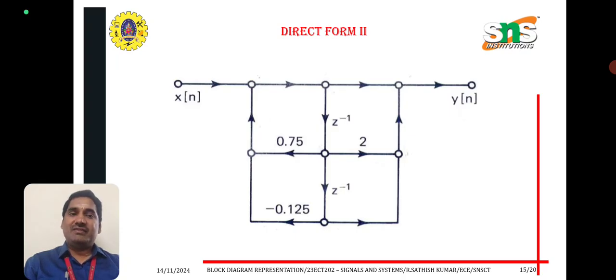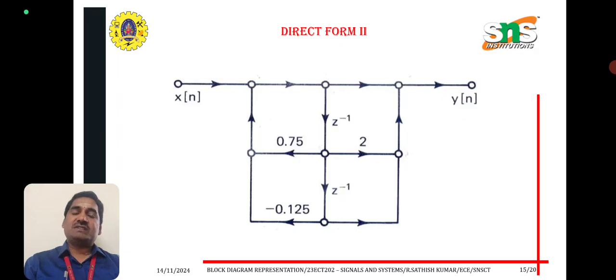Multiplied with z inverse, we can get 0.75 into x of n minus 1 plus minus 0.125 into x of n minus 2 into x of n. Therefore, y of n plus, again multiplied with z inverse, 2 into y of n minus 1 plus 1 into y of n minus 2. This is the direct form 2 structure.